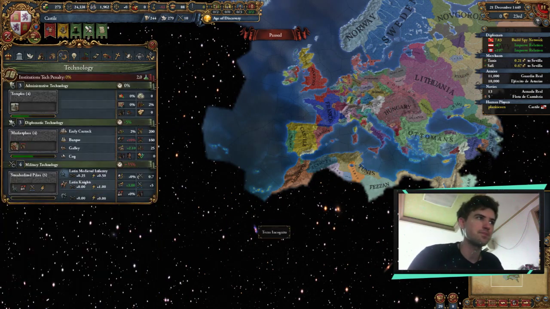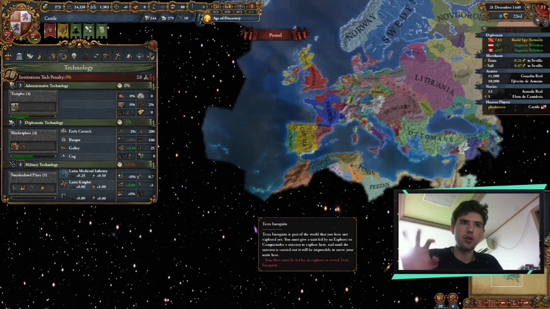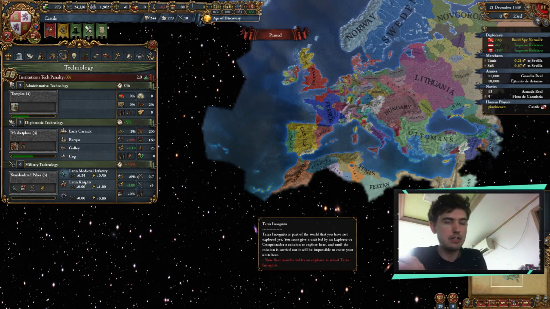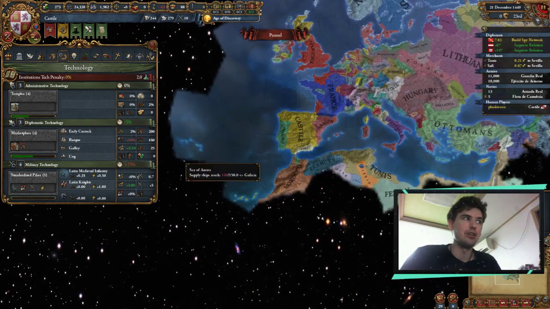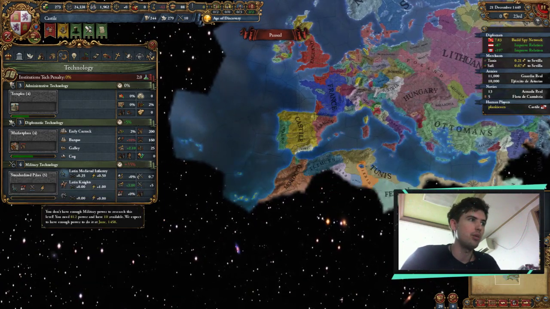Next is technology. So, if you're coming from CK2, then this should be pretty straightforward to you. If you're coming from Civilization 5, this will be very different for you. Civilization 5 is a technology tree, so you won't always get the same technologies as your neighbors and things like that. But technology in Europa Universalis 4 is very linear. You just pay a certain amount of points to get the next technology level.